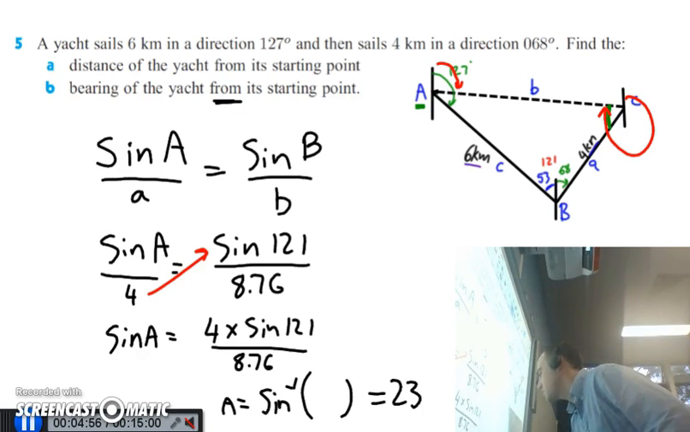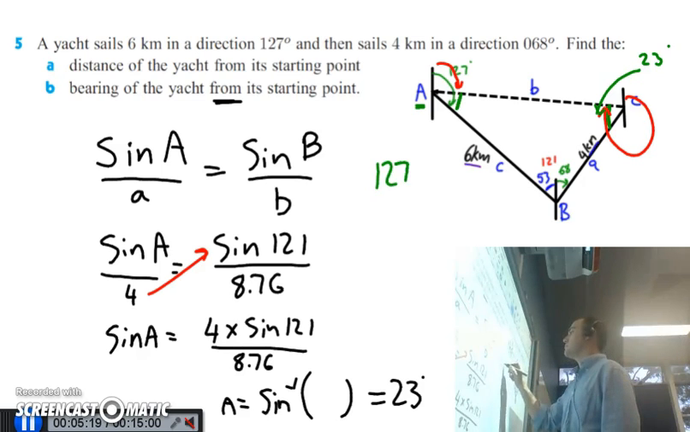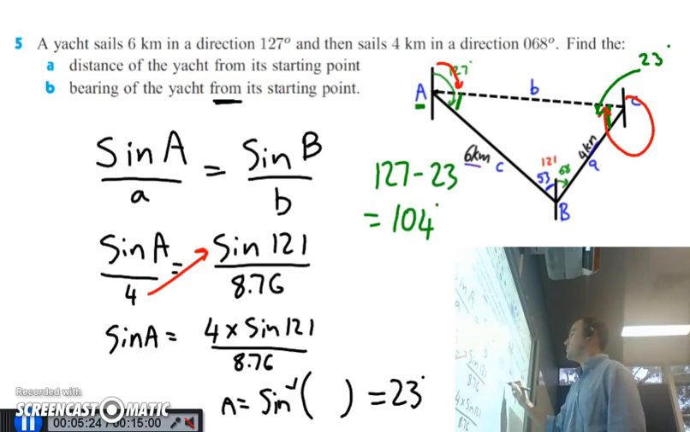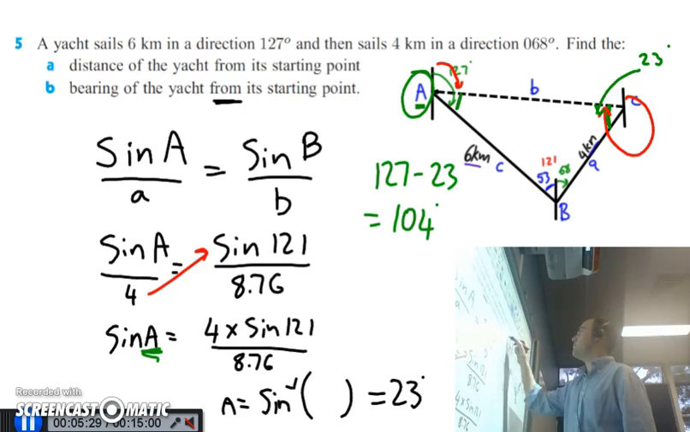So that tells us that back here, this is 23 degrees. But what we need to do now is say, alright, well if this is 127, we know that, oh sorry, we found that this angle is 23 degrees. We know that 127 take 23 is equal to 104 degrees. So that is our bearing from the start. So because we're finding angle A, we have in fact found that angle. Good luck with it, guys.